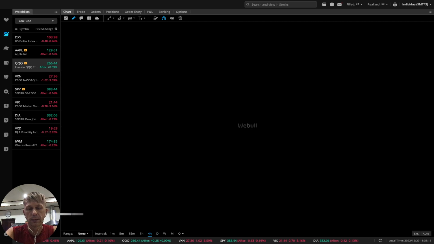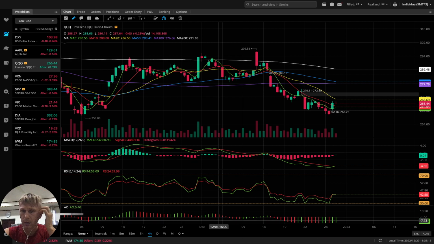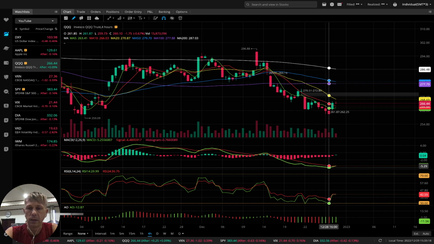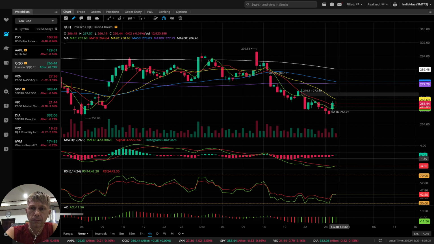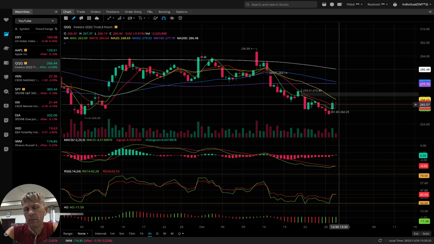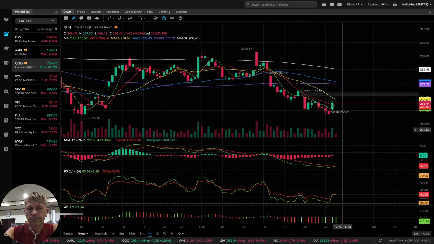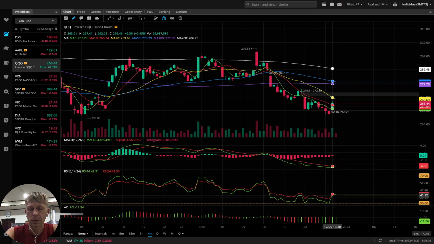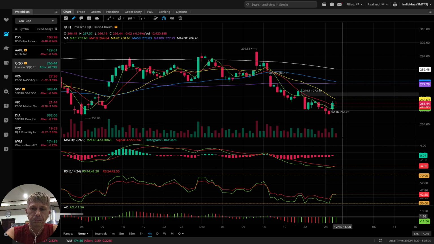Let's check 4 hours. 4 hours different story. MACD already did bullish crossover. The last bar closed above MA5 at 10. It's a bullish signal. MACD bullish signal, RSI bullish signal, and also oscillator bullish signal. On Qs on 4 hours we have bullish signal on all indicators.